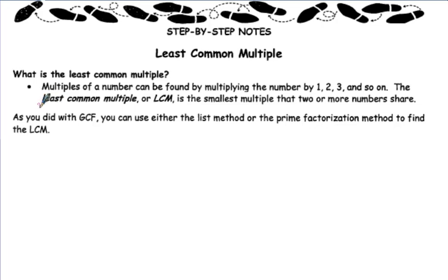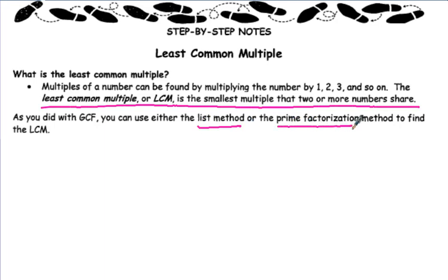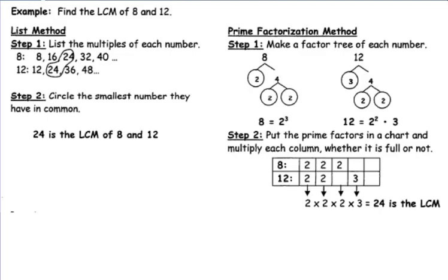Least common multiple, or LCM, is the smallest multiple that two or more numbers share. You can use either the list method or the prime factorization method to find LCM. With the list method, let's find the LCM of 8 and 12.